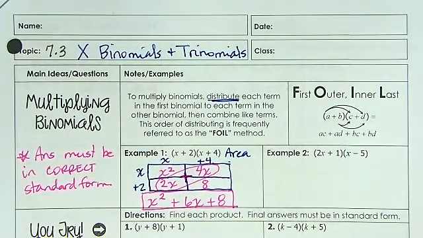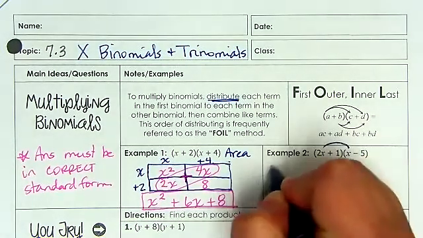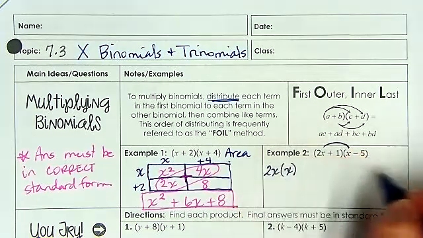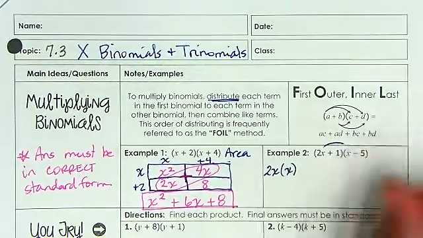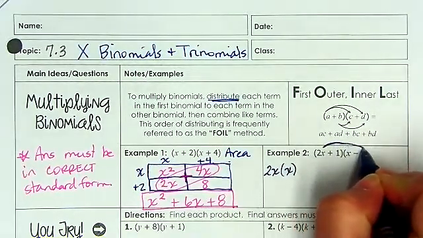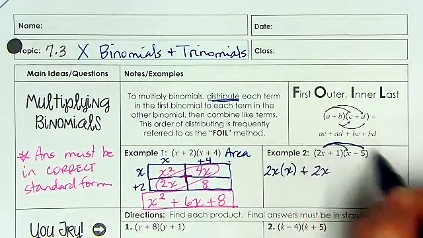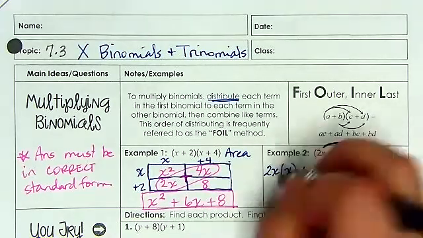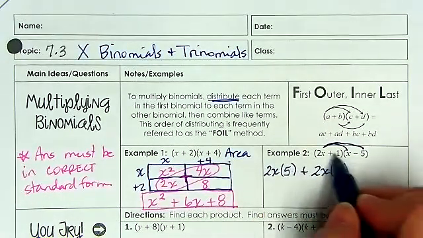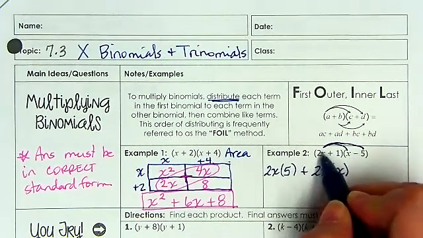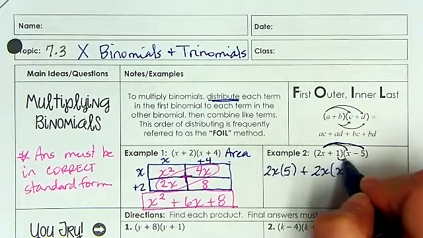And now using the FOIL or the distributive property. That means I'm doing 2x times x, which means I'm actually going to do 2x times the outer, and then plus 2x times the inner, which is x. This is supposed to be times 5. It really doesn't matter what order, just as long as you make sure you multiply the first to both on the inside, both on this side of the parentheses, and then you do it for the next.